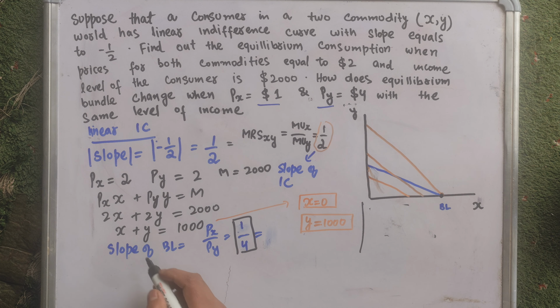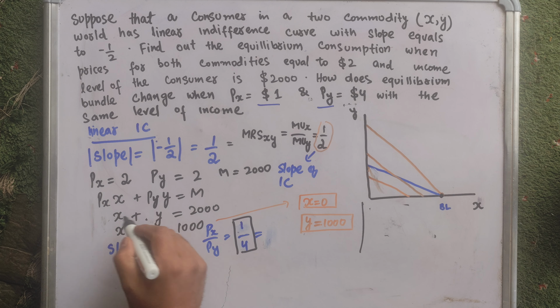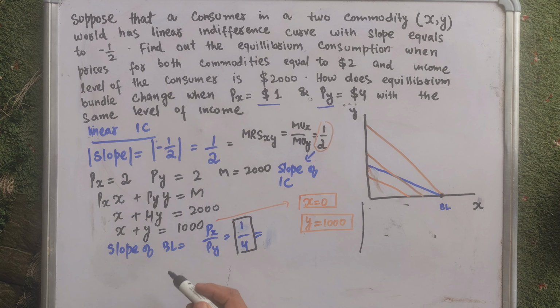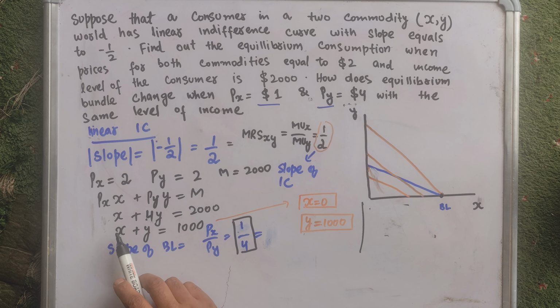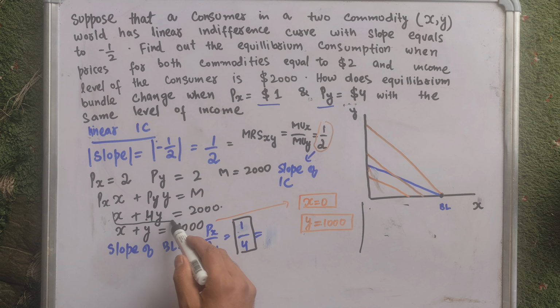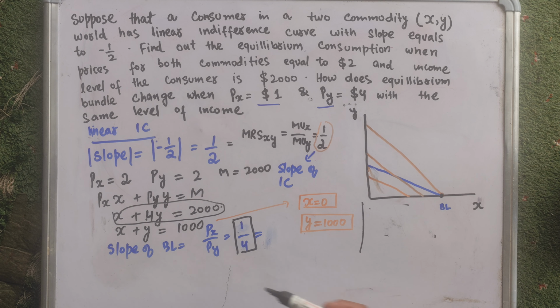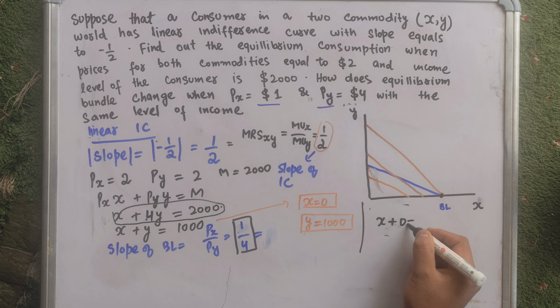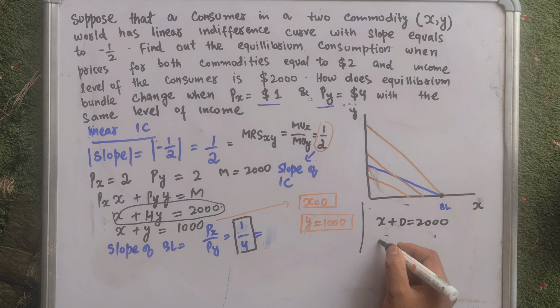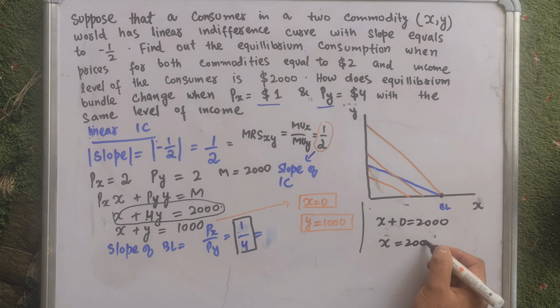Our budget line this time has the price of good X as 1 and the price of good Y as 4. So here the consumer will consume 0 units of good Y and all units of good X. We plug in the value. In this budget line, since Y is equal to 0, we have X plus 0 is equal to 2000. In this case, X will be equal to 2000 and Y will be equal to 0.